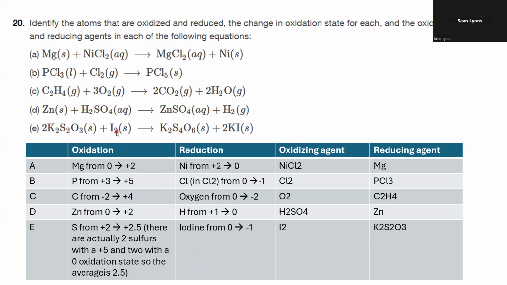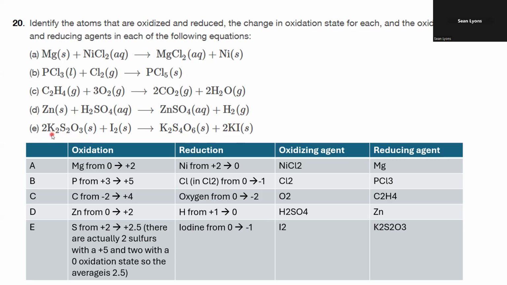And then the final one's a little bit weird, so I'll focus on the sulfur part second. But iodine, elemental form of 0 down to -1, that's reduction. So it's our oxidizing agent. And then with the sulfur, this one's a little bit unique because with the reactant here, a neutral compound, everything has to balance to 0.